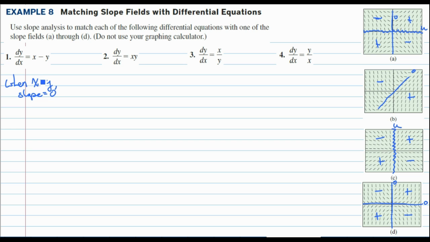So when x equals y, I have a slope of 0. So here, that would be answer B.